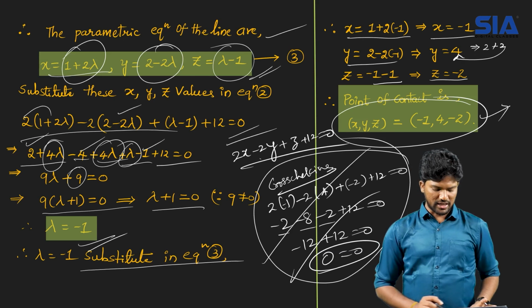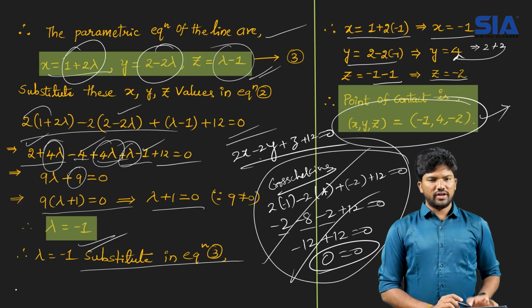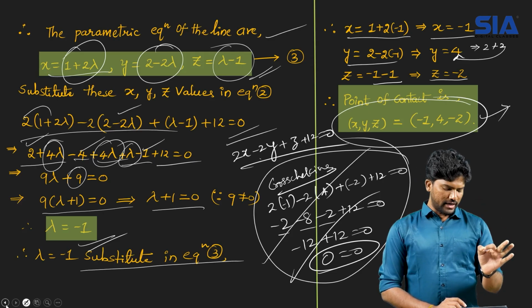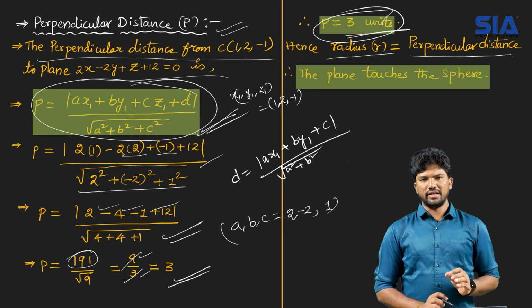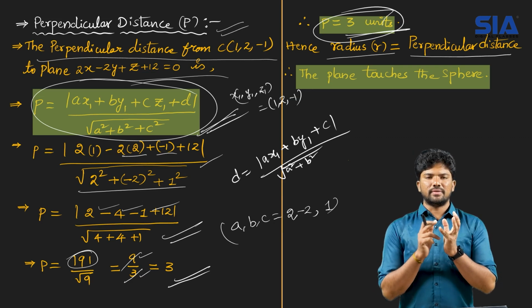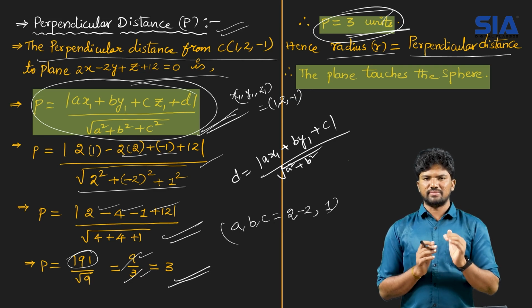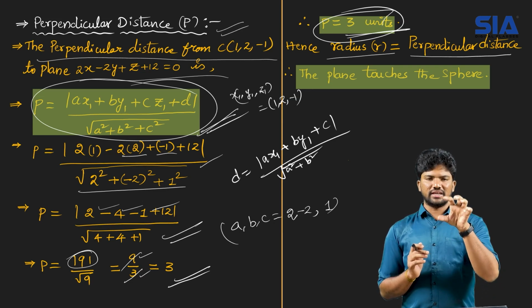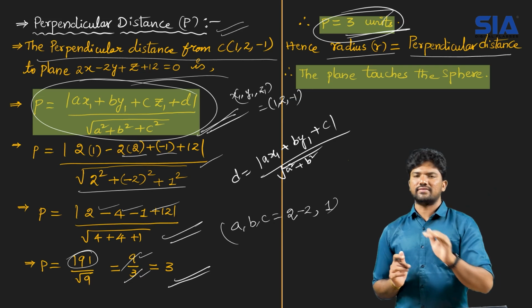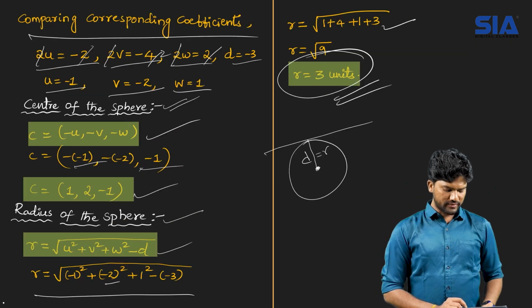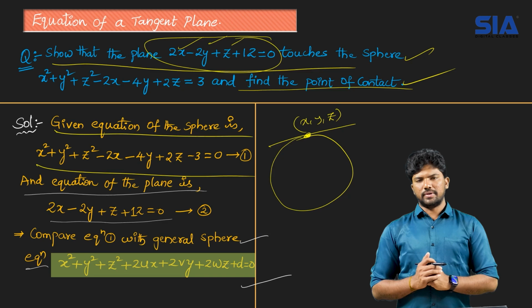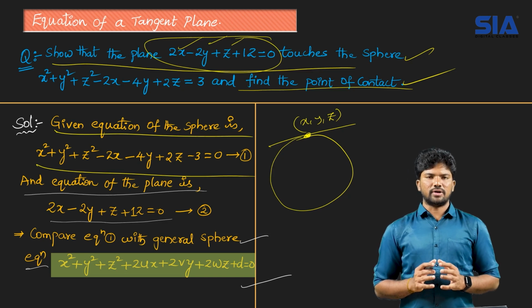So this is the process to find the point of contact when you are given only the plane equation and the sphere equation. Just remember, whenever the perpendicular distance from the center of the sphere is equal to the radius of the sphere, then only the given plane is called a tangent plane of the sphere. That is a very important topic. I hope you understood this problem very well.